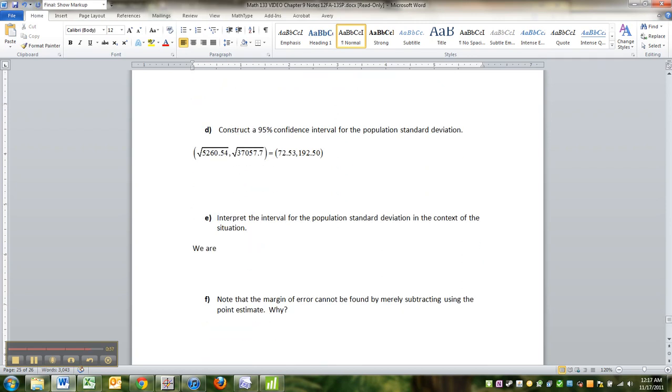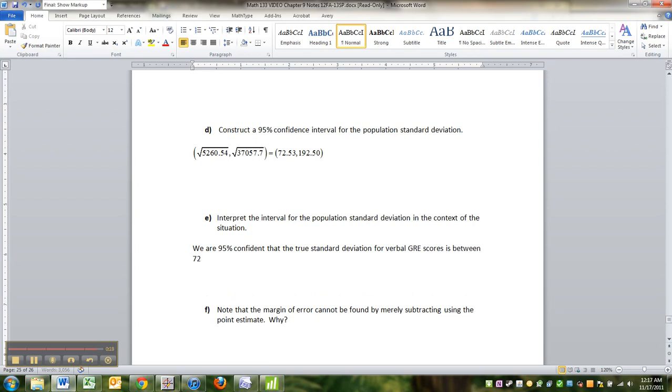Well, we are 95% sure, or confident, that the true standard deviation for verbal GRE scores is between 72.53 and 192.50. There we go.